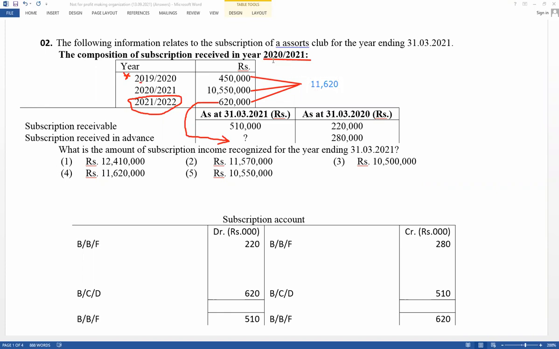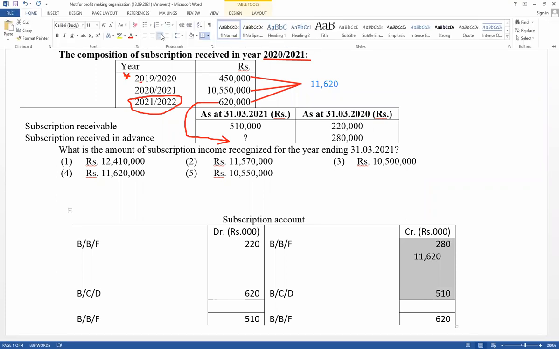Our accounting period 20 and 21 period, but received during the accounting period for last year, this year, next year, all three values received in cash. Double entry: cash account debit, subscription account credit. Therefore, subscription account credit side should be recorded 11,620. Very, very important thing. You have to consider all three values. All three values should be considered as subscription income.